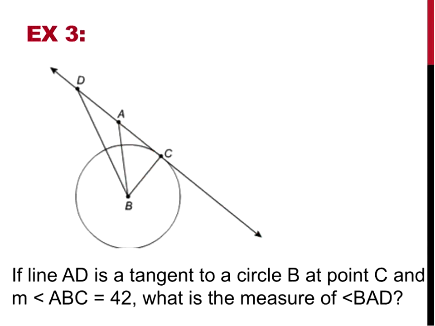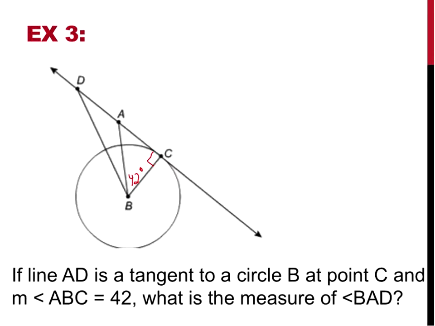Okay, question number 3. Same picture, I'm asking you a different question now. It says if line AD is tangent to circle B at point C. Okay, so this line's our tangent line. Here's my radius. So what can I add in? 90 degree. Are we seeing a pattern here? There's a pattern to tangent lines. It says measure of ABC is 42. So let's put that in. ABC. This time this one is a 42.